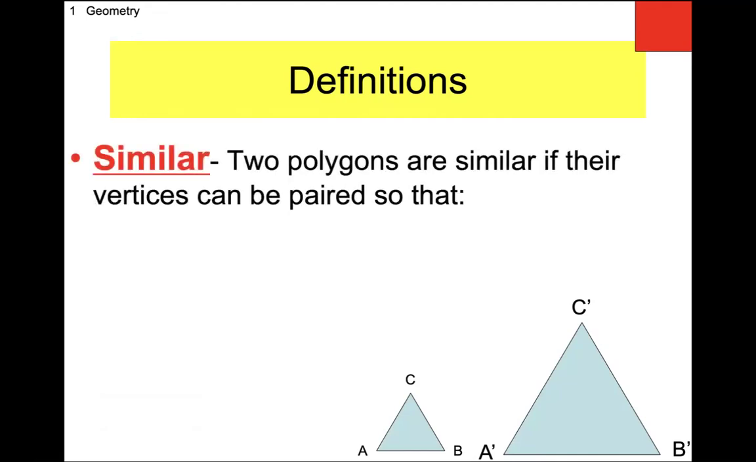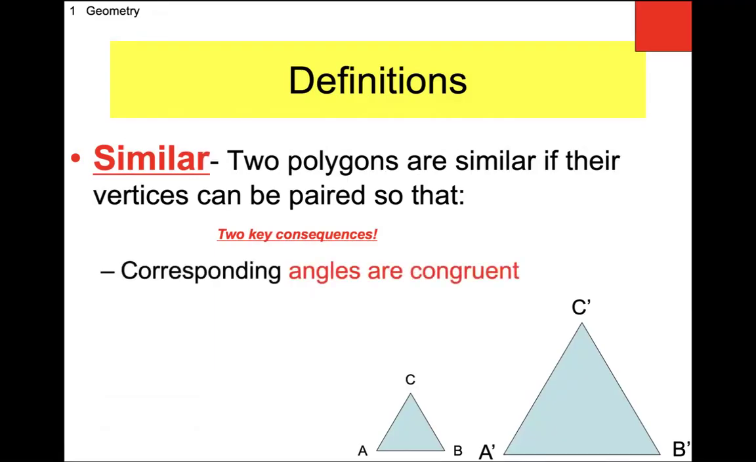So first off, the formal definition of similar, and specifically for polygons: two polygons are similar if their vertices, that would be A, B, and C, can be paired with another triangle's vertices, A prime, B prime, C prime, so that two things occur. So two key consequences. Consequence number one is that the angles are congruent, corresponding angles. So A with A prime, B with B prime, C with C prime, they still are congruent. Just like for congruent triangles, for similar triangles, the same thing happens. All the corresponding angles will be congruent.